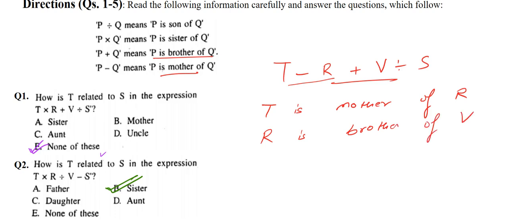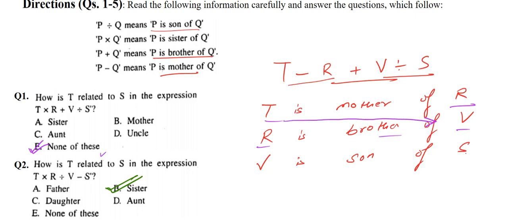Then we have V divided by S. V divided by S means V is son of S. So you can see here T is mother of R and R is brother of V. So this says that T is also mother of V, because R and V are brother and sister, and we know that T is mother of R, which says T is also mother of V.